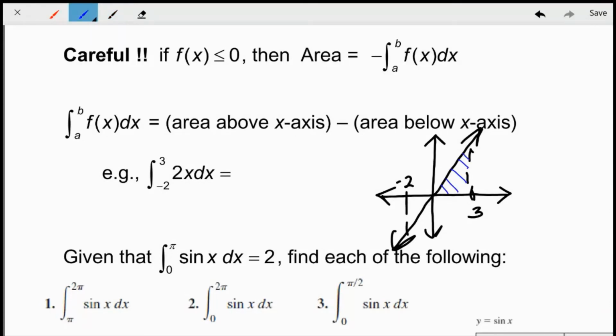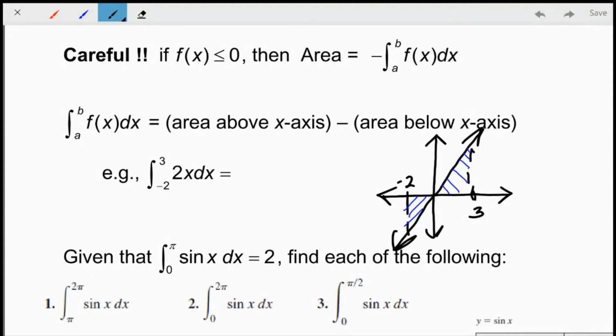That area that I have above the x-axis would get treated as a positive. This area that I have here below the x-axis would get treated as a negative. So when I evaluate this, for today, we're just going to do this with simple geometric shapes. There's actually a way we could do this with antiderivatives. Some of you may have seen it before. That's not our focus for today. For today, we're just going to evaluate these using areas.